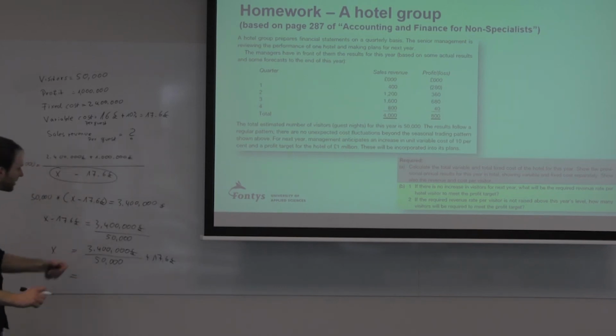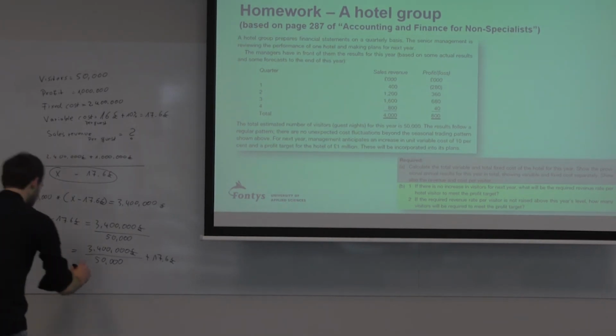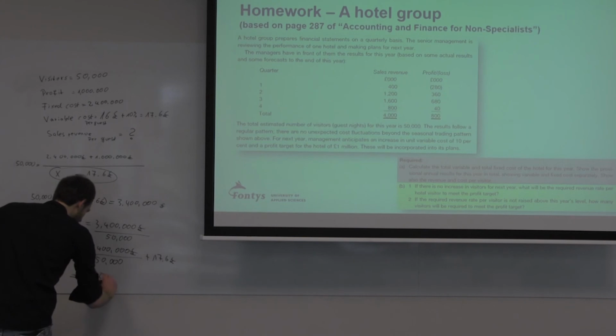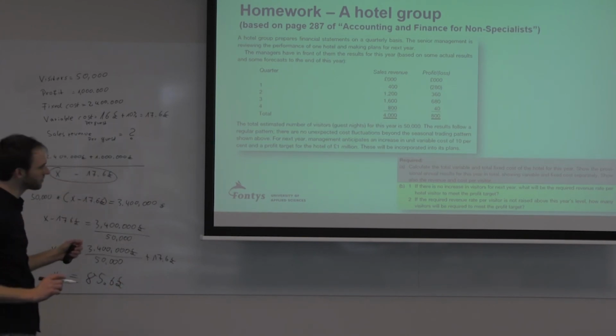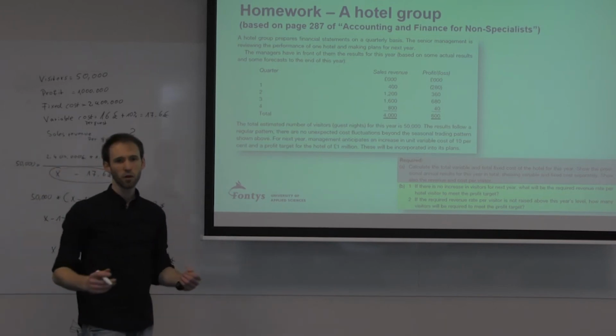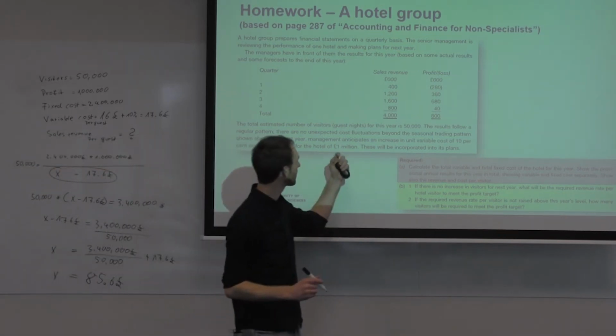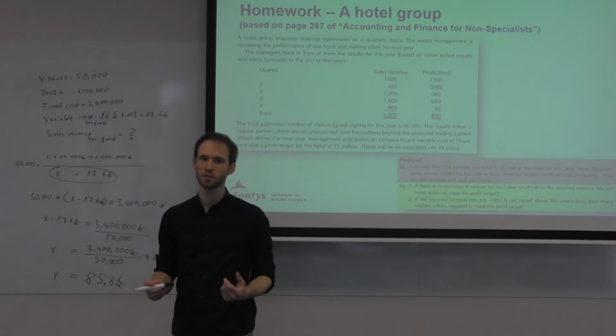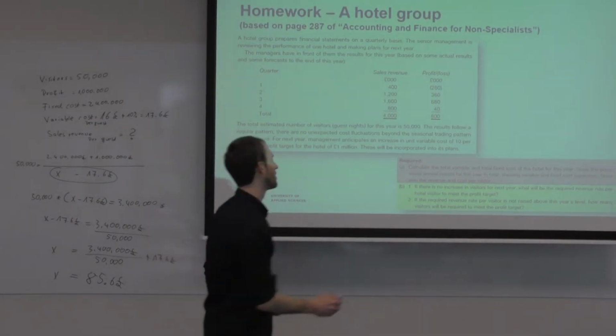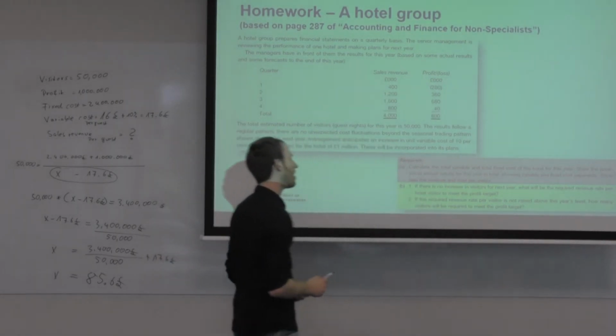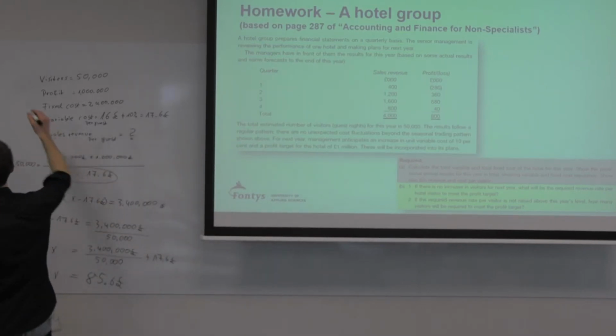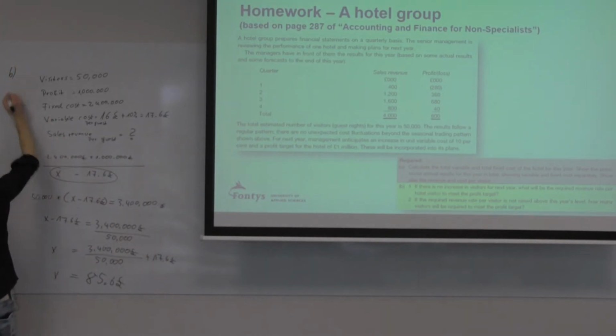So now, please put that in your calculator and find out what the X is going to be. So if you solve this equation now, we get to actually 85.6 pounds. This is now the amount that customers have to pay for the hotel in order for the hotel to reach its profit target of 1 million pounds. So with this, we solve part 1 of the B task. So this all was task B.